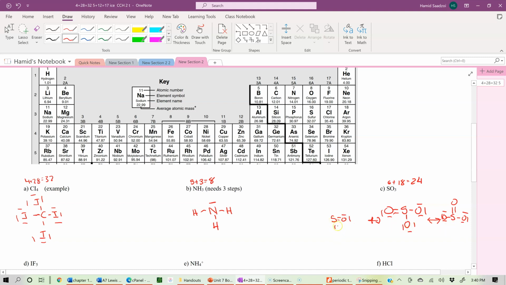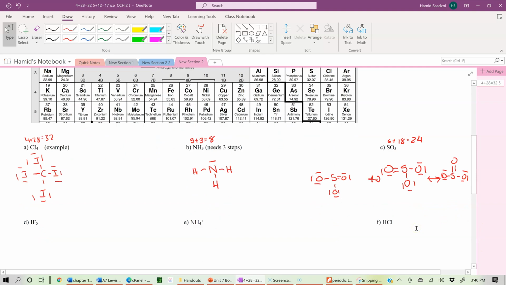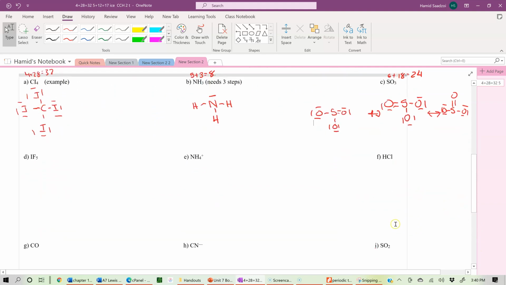I'll be consistent this time. O, and then O. That's the correct Lewis dot structure for it. So this is all 3 variations, and whenever you have a resonance structure, you want to try to draw all 3 variations. Let's move on down.